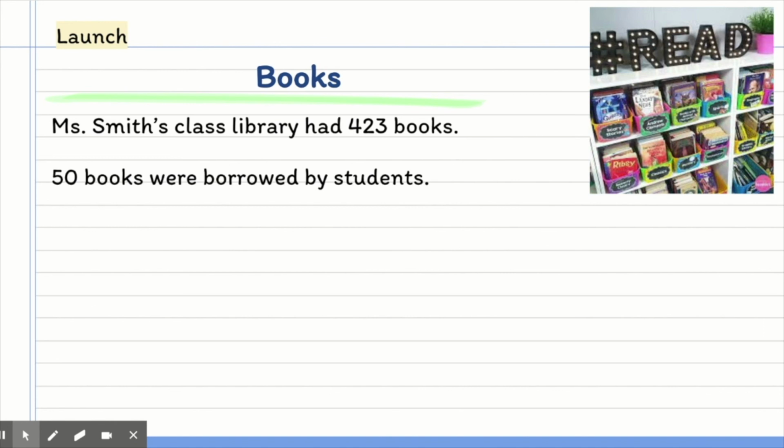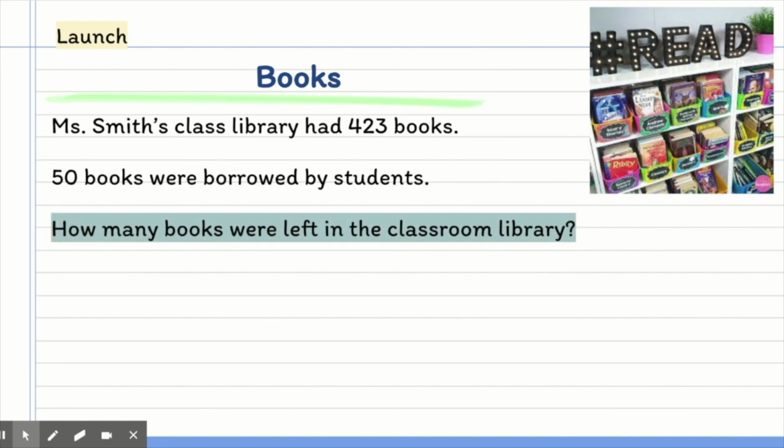So third read, we'll read through it and we'll pick possibly a question that we could answer. Miss Smith's class library had 423 books. 50 books were borrowed by students. So a possible question could be, how many books are left if the 50 books are borrowed? How many books were left in the classroom library? Being able to come up with that question allows the students to realize what they might have to do when solving the problem.